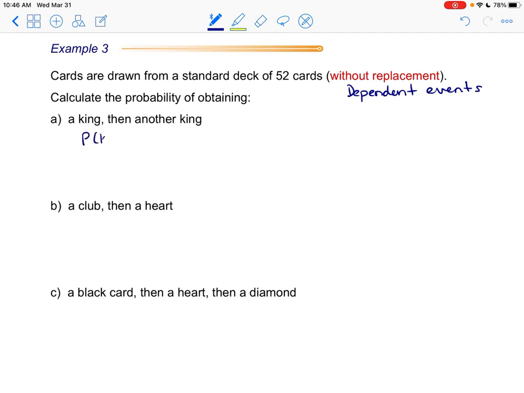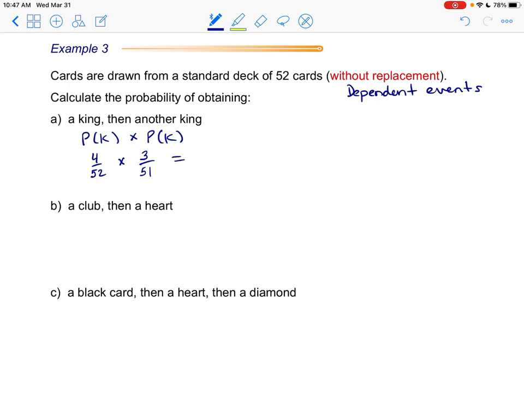So the probability of drawing a king and then another king would be, as we know from the last example, there's 4 kings in a deck, and 52 cards overall, so it's 4 over 52 to draw the first one. But then to draw a second one, well, we've taken one of the kings away, and we've taken one of the cards away. This becomes 3 over 51.